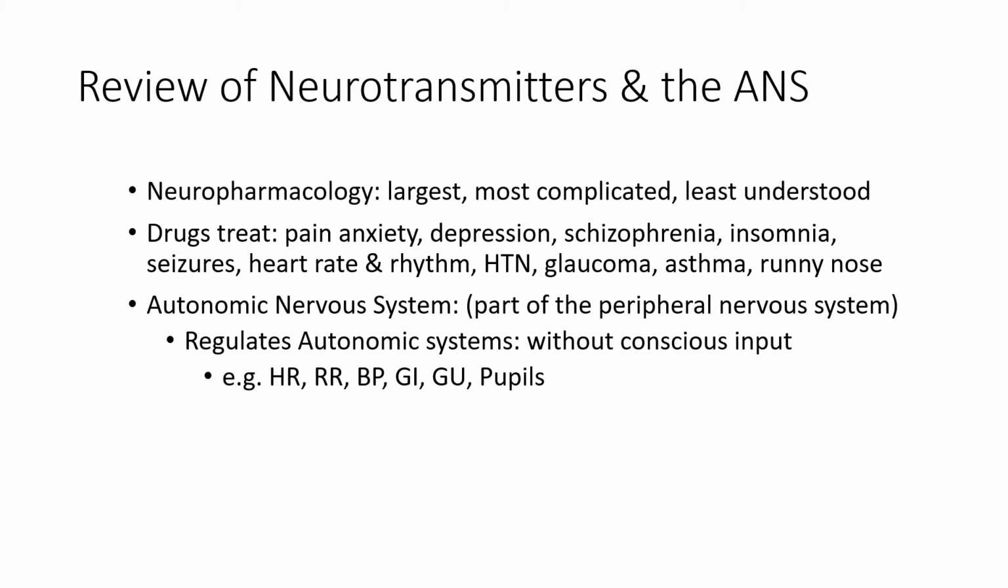Okay? So autonomic nervous system, again, remember it's part of the peripheral nervous system, and it regulates things without your input, okay? And we've listed some there: your heart rate, respiratory rate, blood pressure, gastrointestinal tract, genitourinary tract, and pupils. So all of those have influence of both sides, the sympathetic and the parasympathetic systems.